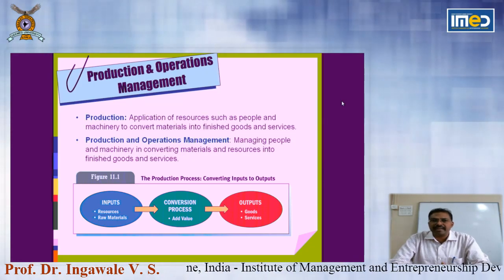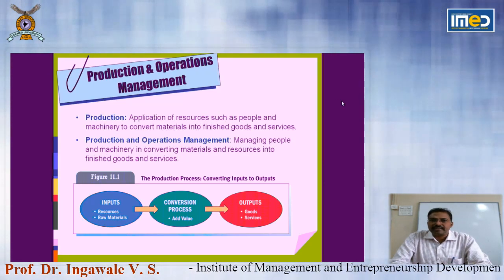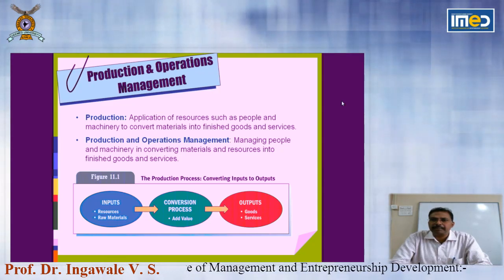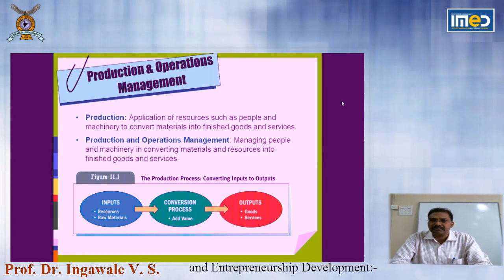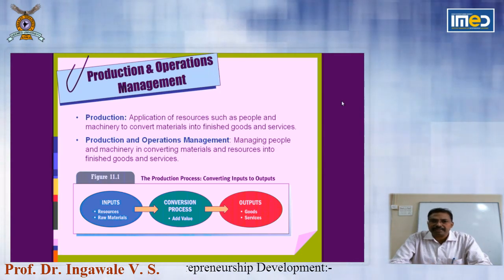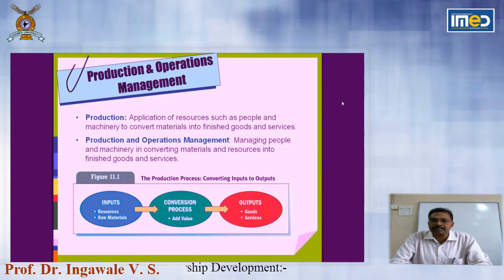We'll define production as the application of resources such as people and machinery to convert materials into finished goods and services, as I have already explained. Then, the production and operations management concept.